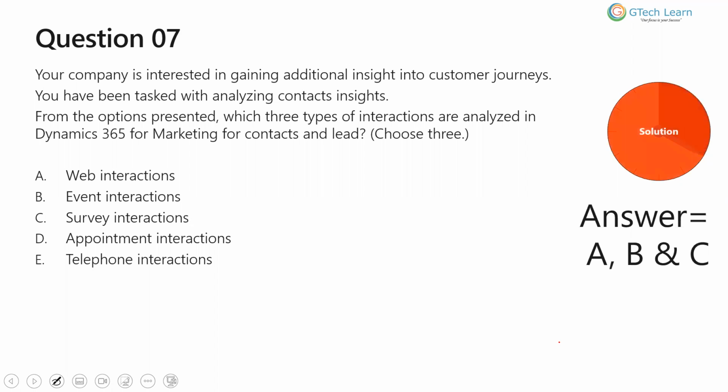Okay, so the correct three types of interactions that can be shown in the timeline option are web interaction, option A, then option B, event interaction, and option C, survey interaction. So these three types of interactions can be analyzed in the contact insights area.